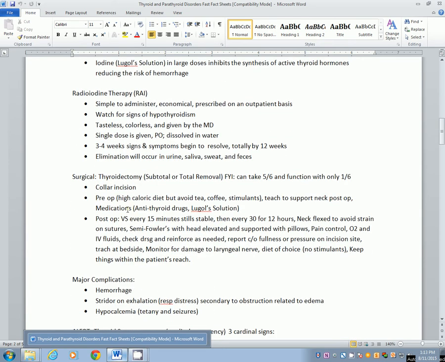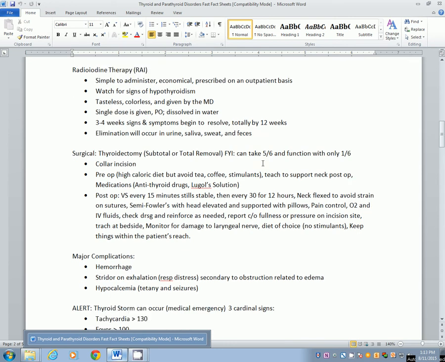Radioactive iodine therapy is simple to administer. It's economical. It's prescribed on an outpatient basis. You want to watch for signs of hypothyroidism. A tasteless, colorless, single dose is given. It is eliminated in the urine, saliva, sweat, and feces, so you have to watch for that. In 3 to 4 weeks, symptoms should resolve totally by 12.